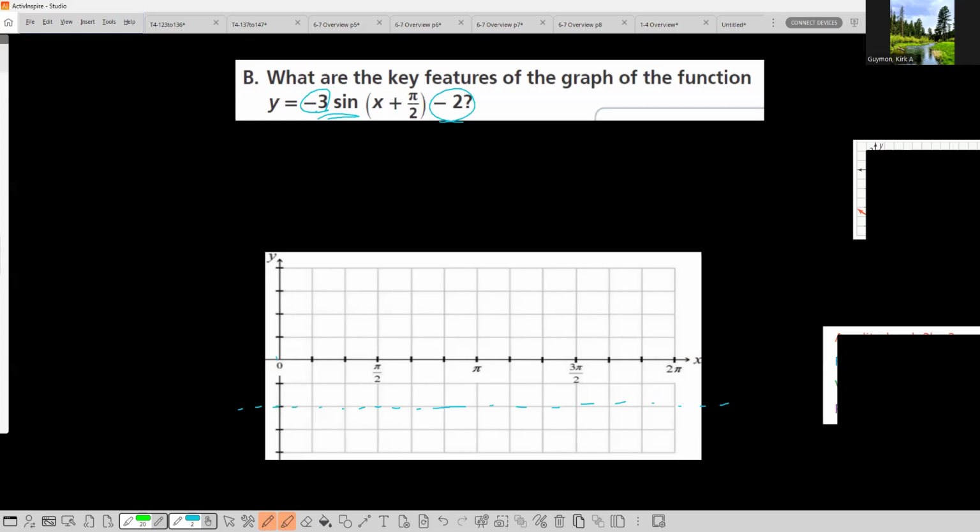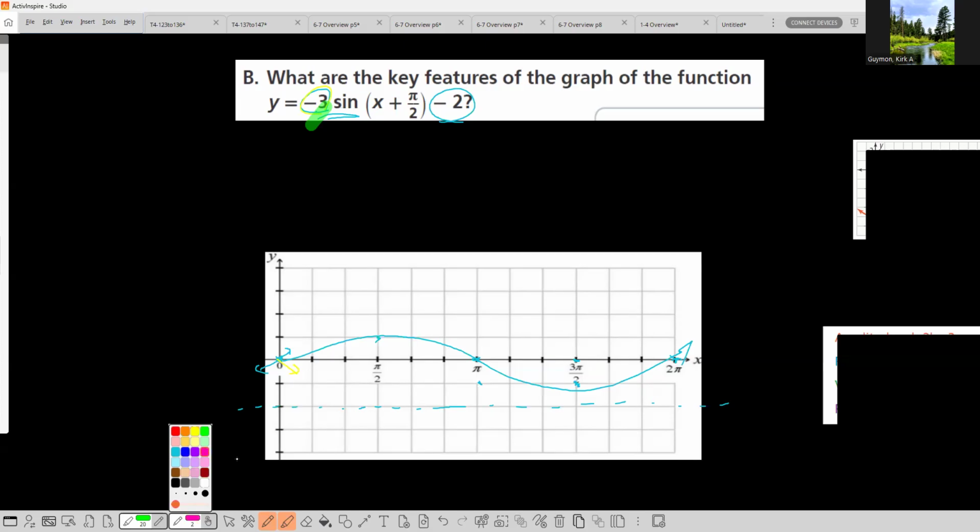Remember, sine normally starts at 0 and goes up, back to 0 and finishing the cycle. So start at 0, high point, back to 0, low point, back to 0. Like that. And this time we have a -3, so it's going to flip it. So we're going to go down instead of up for the first direction.